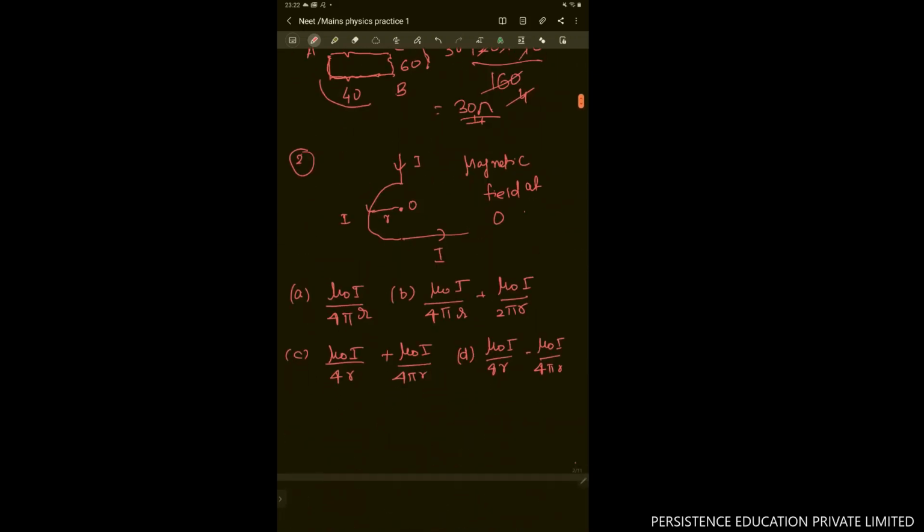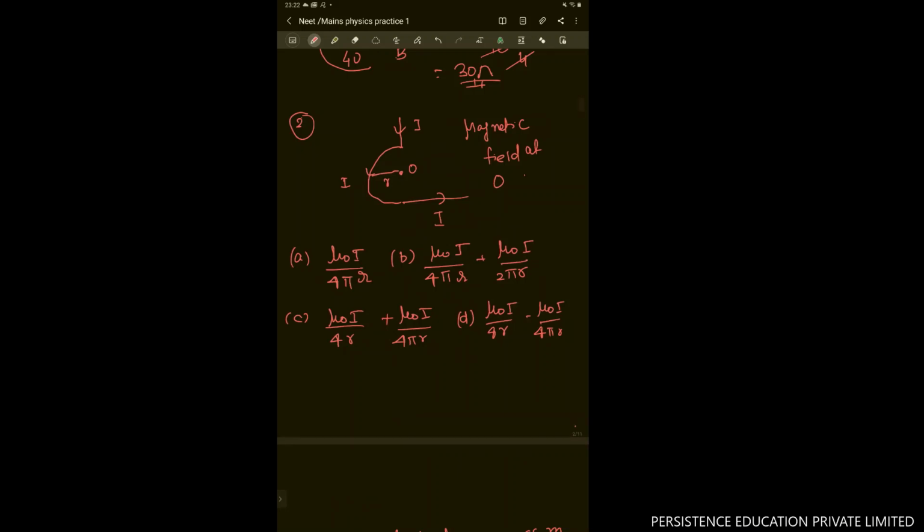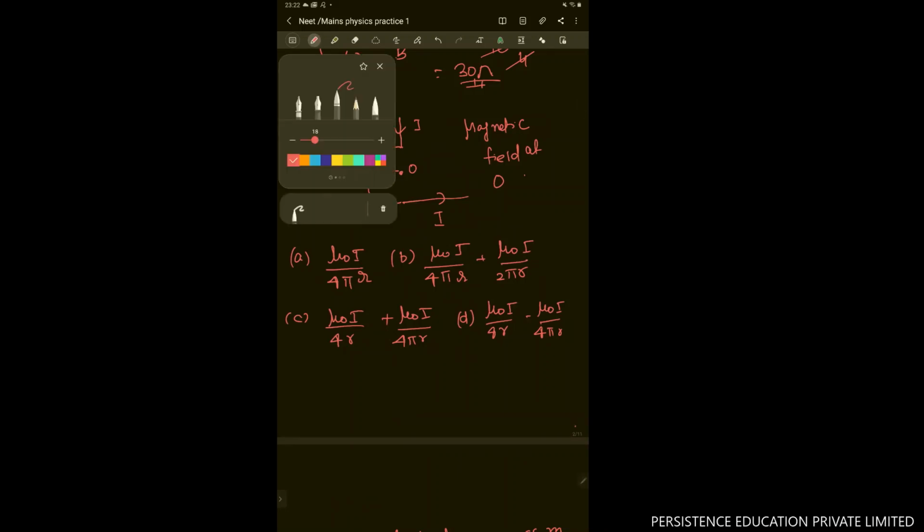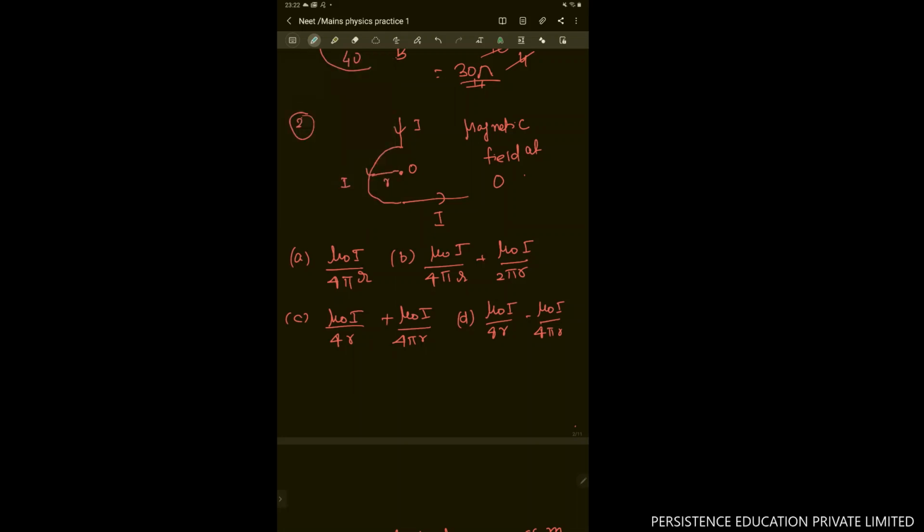Let's go to the next question. I've taken the questions from almost all the sections so that there will be a proper practice and you can revise the formulas before solving these questions. So this current element and this point are along the same line, or say the dl vector and the r vector are making an angle 0°. So the magnetic field due to this will be 0.